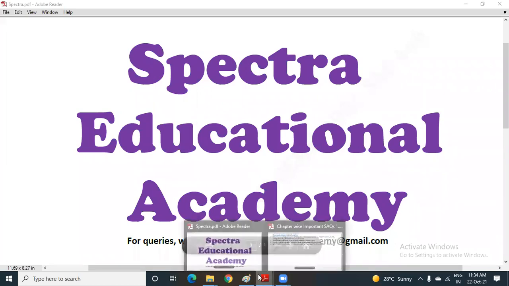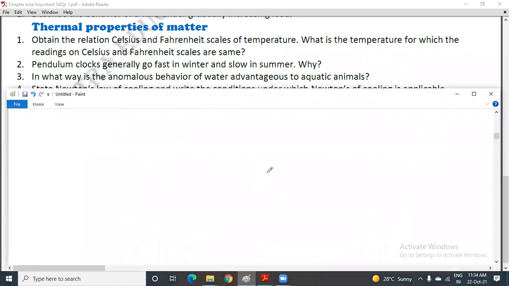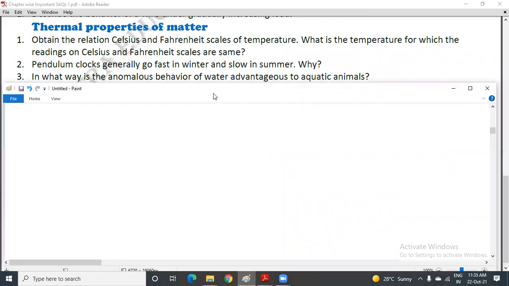In this video, I am going to explain short answer questions in the chapter Thermal Properties of Matter. Let me read question number 1. Obtain the relation between Celsius and Fahrenheit scales of temperature. What is the temperature for which the readings on Celsius and Fahrenheit scales are same?